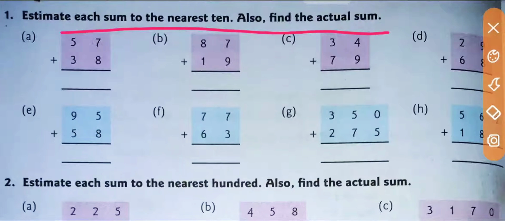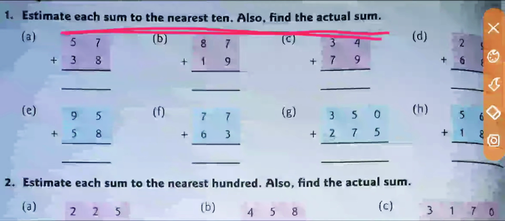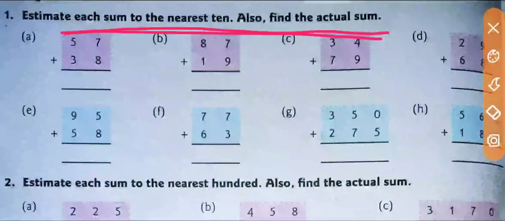Good morning students, this is the second class on estimation. In this class we will solve these questions. The question is: estimate each sum to the nearest 10, and also find the actual sum. So first let us find the actual sum.